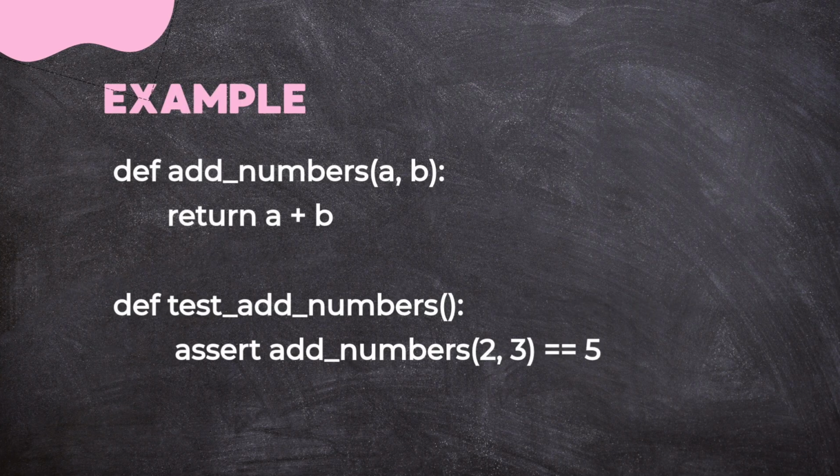For example, we created a function called addNumbers that adds two numbers. Then we created a unit test called test_addNumbers. In this test case, we check if the function returns the correct result. For example, if the input values are 2 and 3, the expected output is 5. If the result matches the expected output, the test passes. If the result is different, it means there is an error in the code.